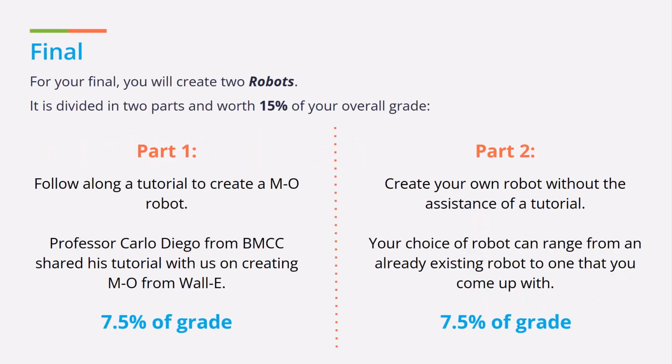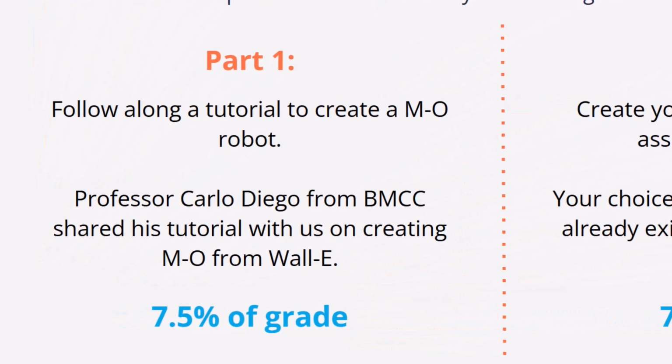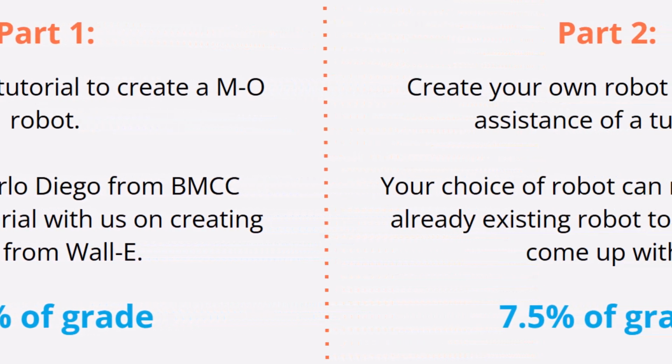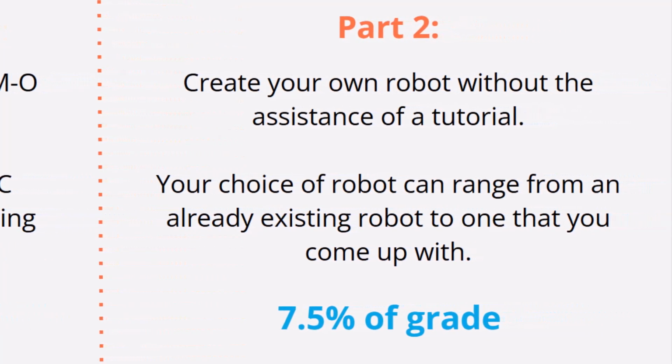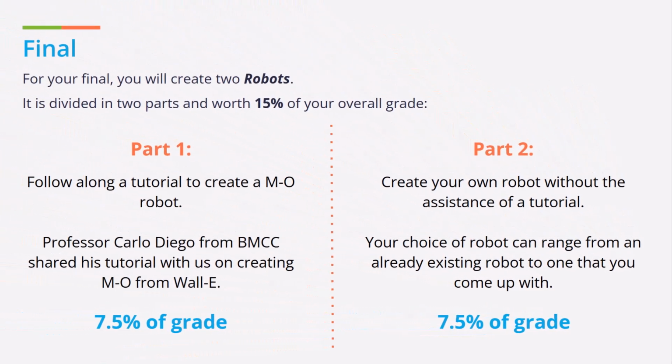Your final is split into two parts. Together, that is 15% of your total grade. Part 1, you will follow along some tutorials by Professor Carlo Diego from BMCC on creating Mo from WALL-E. Part 2, you're going to create your own robot without the assistance of a tutorial. You can make a robot that already exists or come up with one yourself.